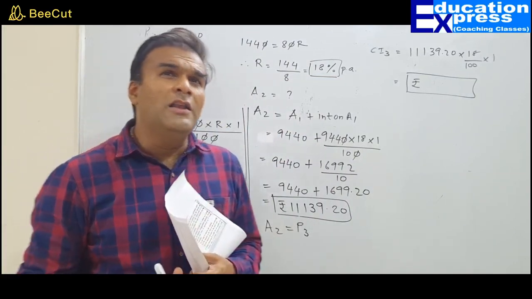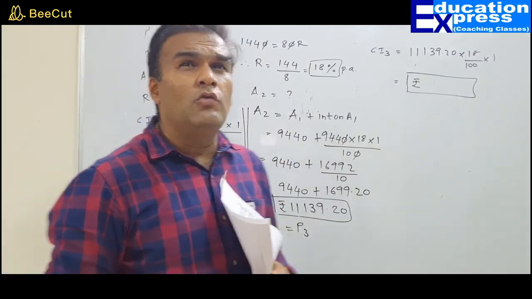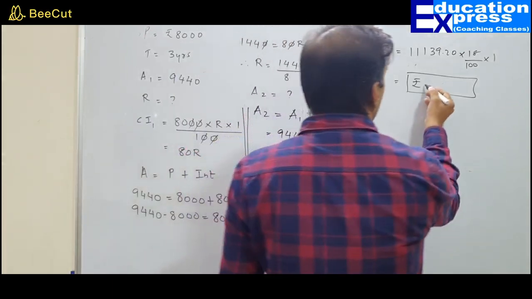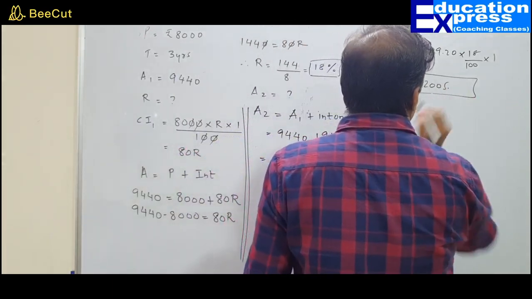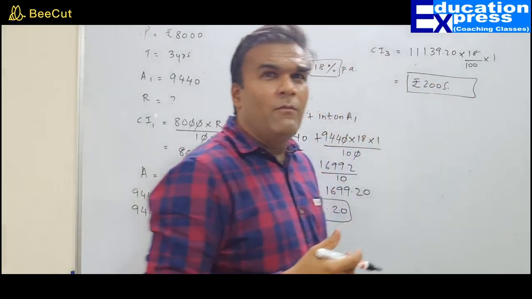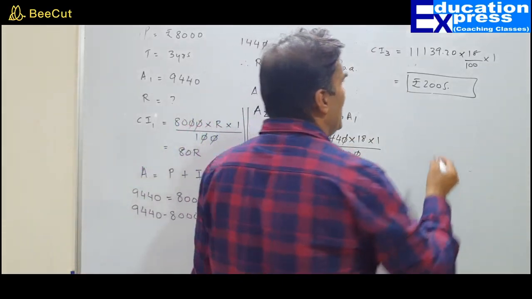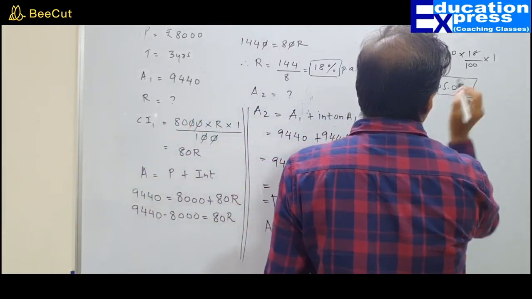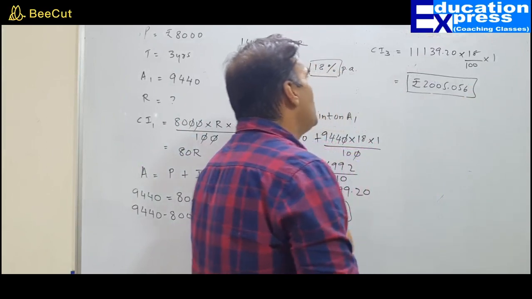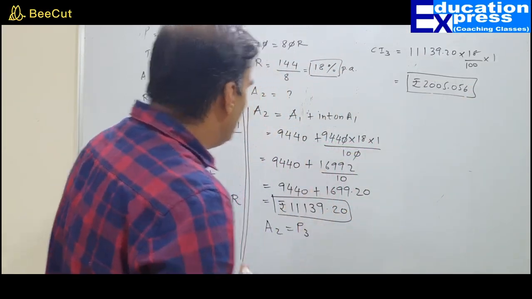And when you solve this, I think somewhat you will get 2005 rupees and some paise. Not too sure, but most likely it will be 056. You can check it out. Of course, you'll have to do that by yourself.